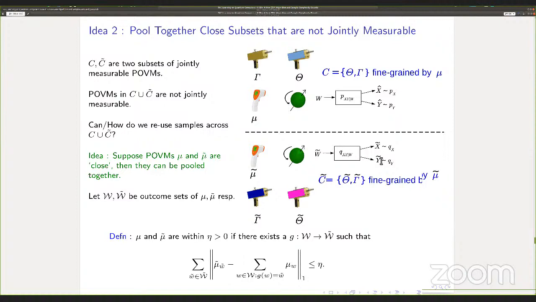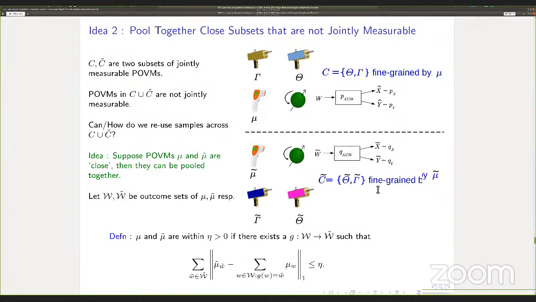So the idea is the following. Let's look at mu and mu tilde. If mu and mu tilde are in some sense close measurements, they may not be jointly measurable, but possibly I can pool them together, and instead of doing mu and mu tilde separately, I can just do one of them. So that's the idea: I am going to pool all those fine-grained measurements that are close, and do only one of them.